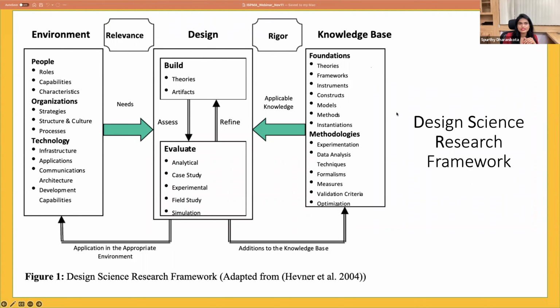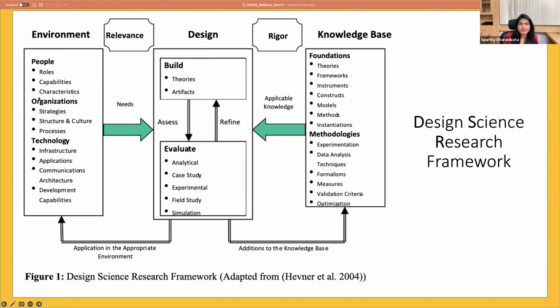And then you look at the relevance cycle. What if you come up with a design that's useful? But is it relevant to the environment that it should work in, right? The environment where an artifact actually works or functions includes many factors: people, organization, and technology. The characteristics of these three factors play a huge role in building your artifact and also evaluating it. So you have to consider the roles and capabilities of people while you're developing an artifact for them, or their preferences towards using that product should be taken into consideration while you're building it.